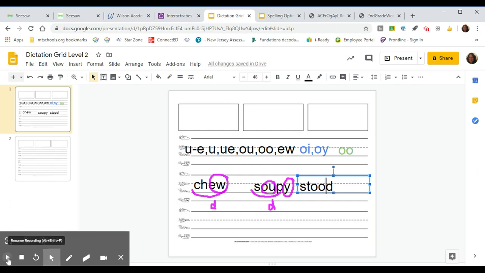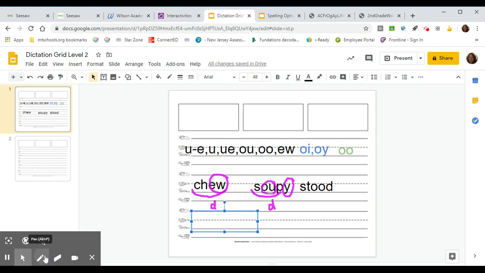Stood. Now to mark up this word, we're going to scoop. It's one syllable. Stood. And then you have your O. Circle that O and mark it with a D.